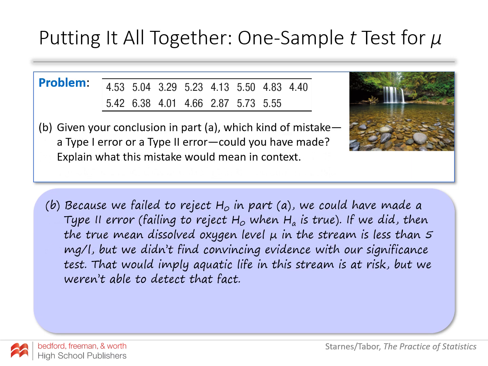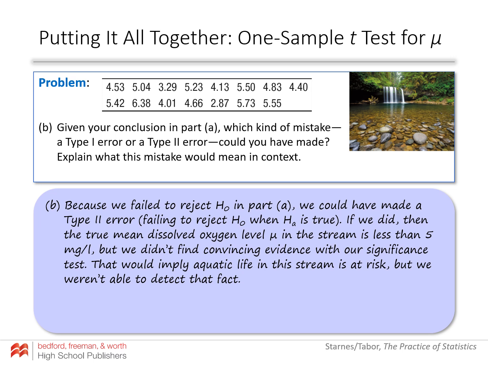Part B said, given your conclusion in part A, what kind of mistake could you have made? Remember, a type 1 error means that I reject the null when I shouldn't, and a type 2 error means I fail to reject the null when I should have. So because we failed to reject the null, we could have made a type 2 error. We don't know, but it's possible because we failed to reject the null.